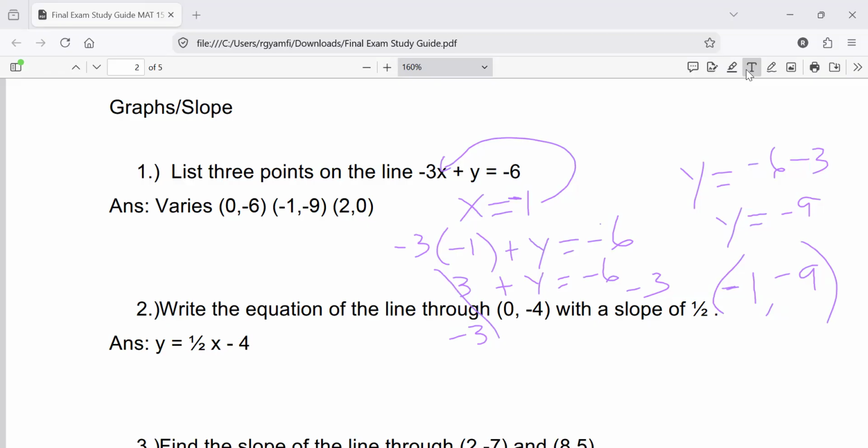Right. And I'm saying that if this is a multiple choice problem, then you have to look at all the points listed in the answers, put in the x, and then check if you are getting that y. If you don't get the y, then it means it's not a point on the line. All right, so number 2.